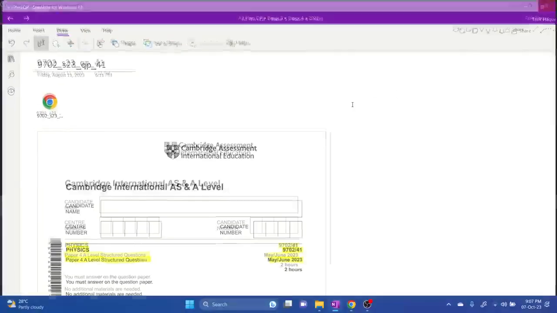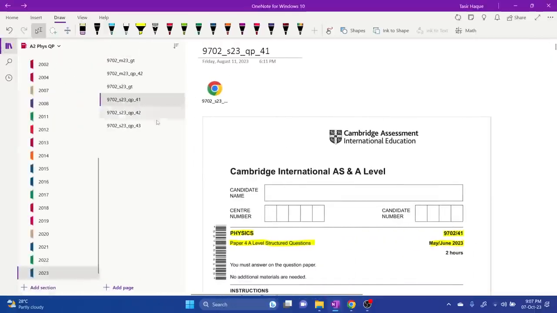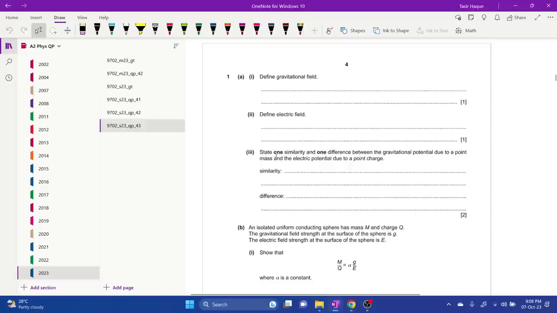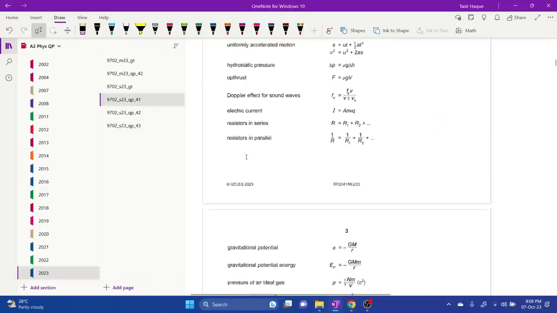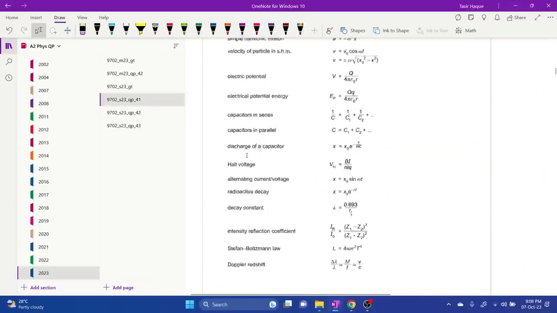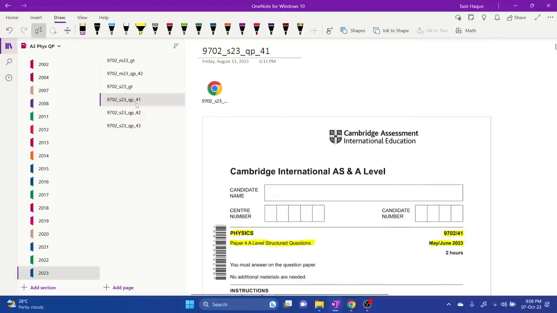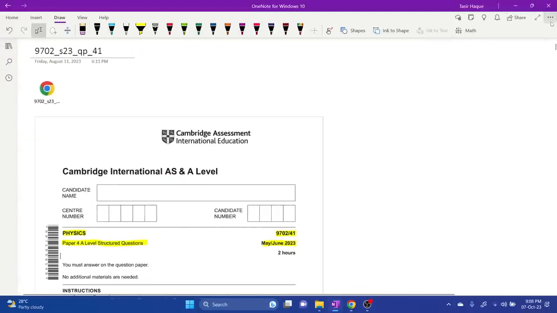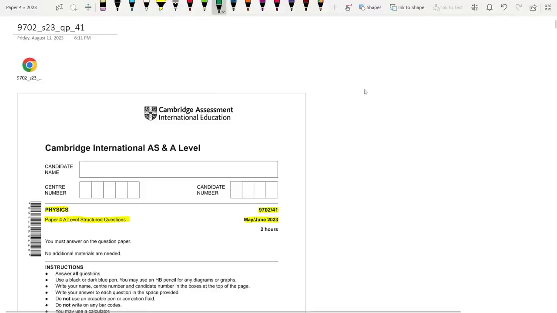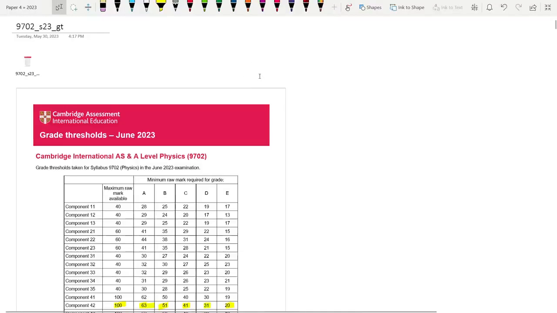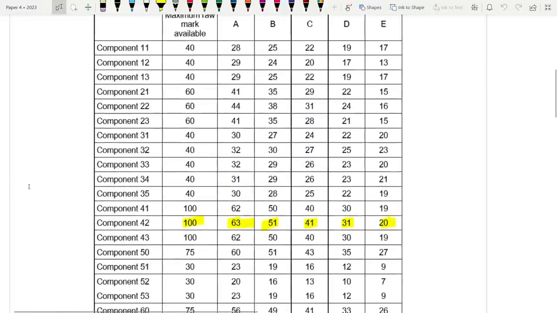By the way, quick disclaimer that this paper is the same as paper 4.3. As you can see, they have the same questions. So paper 4.1 as well as paper 4.3 is the same one. Anyway, let's take a look at the threshold before we begin.